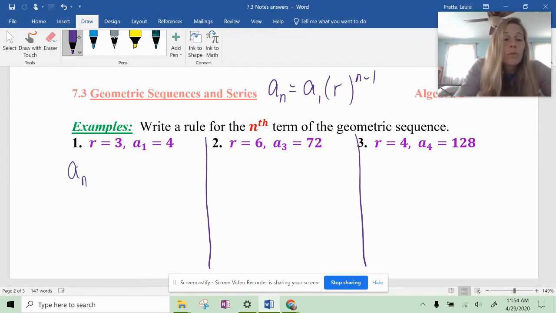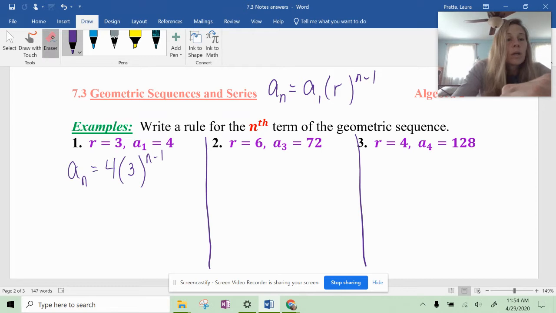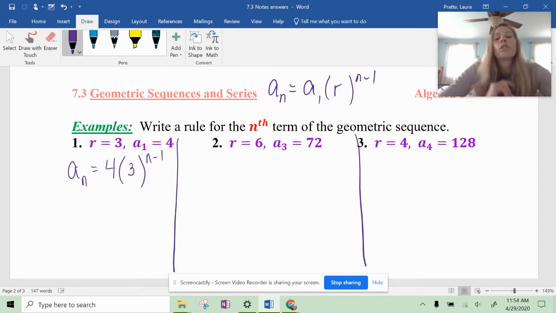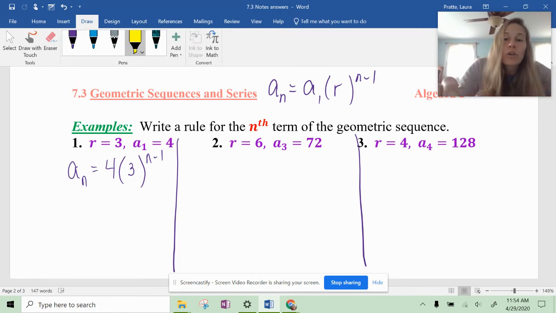So in order to write the rule, you're just simply plugging in the 4 for the A sub 1, the 3 for the R, raising it to that n minus 1, and then you're basically done. Nothing else for you to do there. Okay, now number 2 and 3 are a little bit different. They're giving us the R value, but they're not giving us the A sub 1. So what happens in that situation is you're going to plug in the R that they give you. You're going to plug in the n and the A sub n with whatever term in the sequence they're giving you, and you're going to solve for the A sub 1. Once you solve for the A sub 1, you can then go back and write the rule.